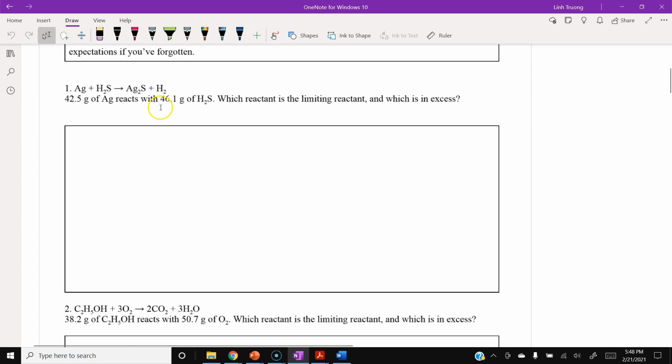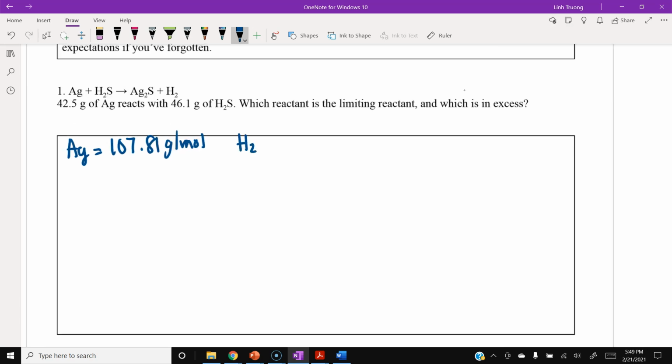Now I'm just going to choose a random product to do these calculations with, and I'm choosing hydrogen gas here just because the molar mass of hydrogen gas is simple. So first of all, we need to figure out the molar masses of each of these reagents that we need to do the calculations with. So I know that the molar mass of silver is 107.81 gram per mole.